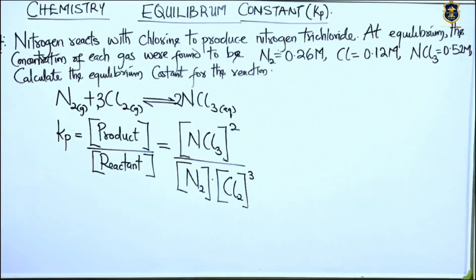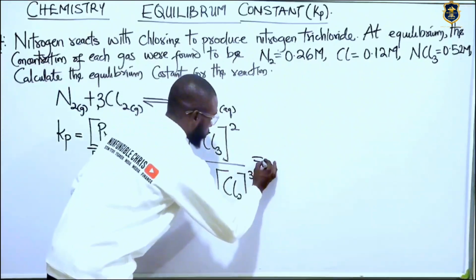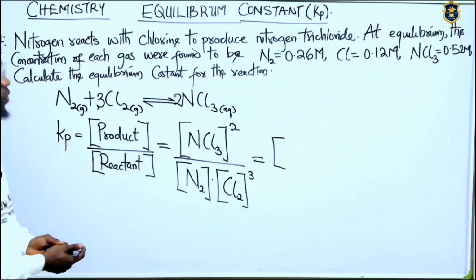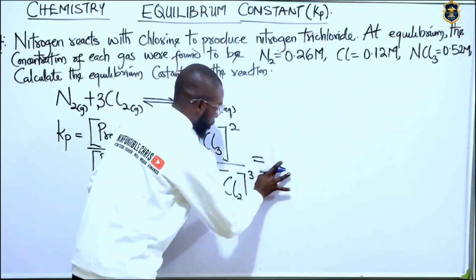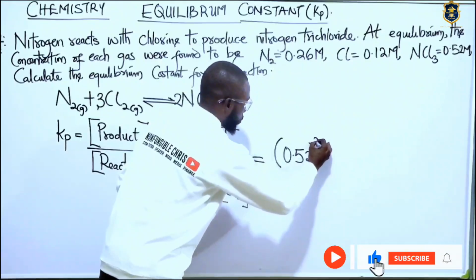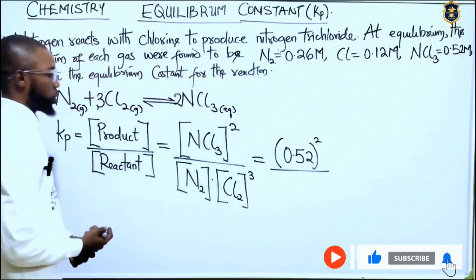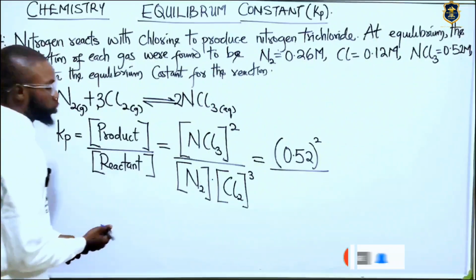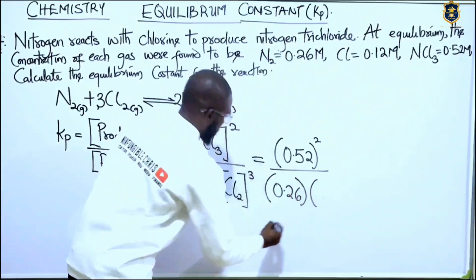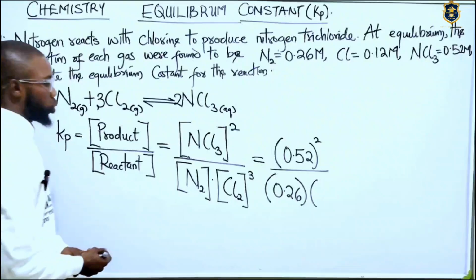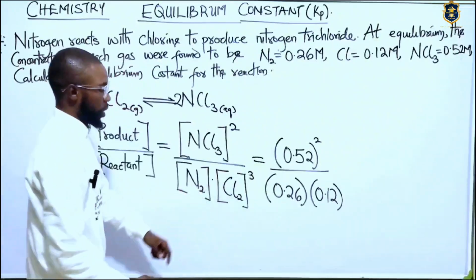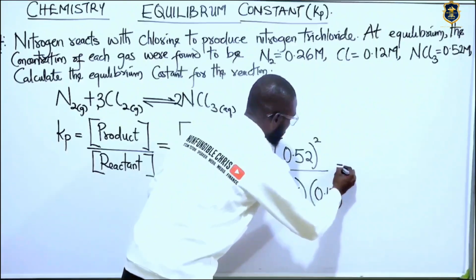So we'll start fixing the values. Very simple, very easy. For nitrogen trichloride, we got 0.52, all raised to the power of 2. Over, for nitrogen, we have 0.26, and for chlorine we have 0.12 raised to the power of 3.